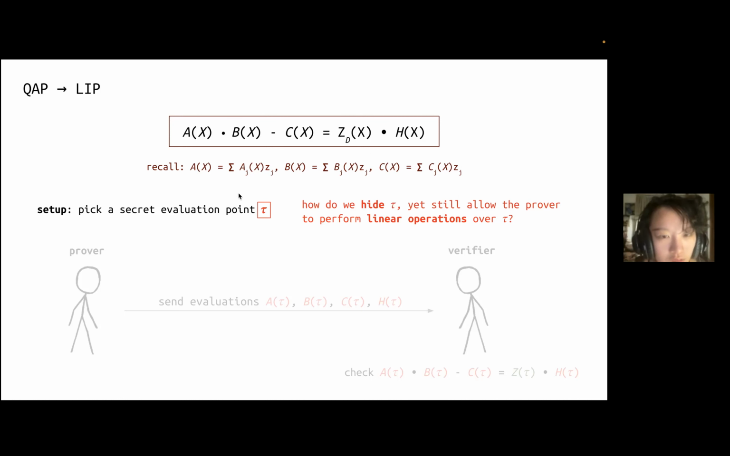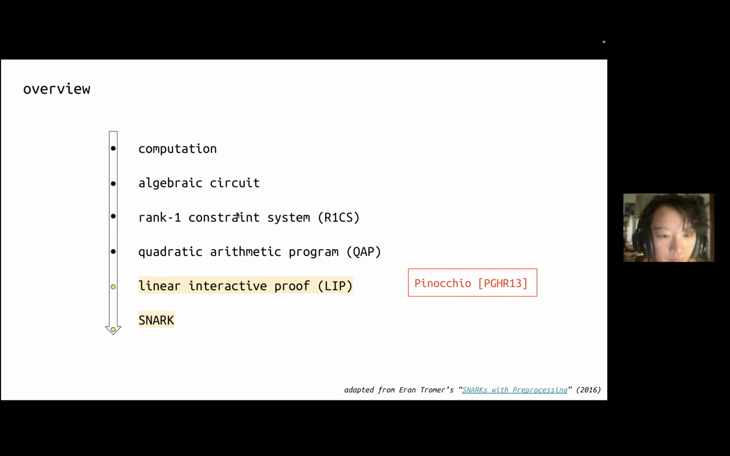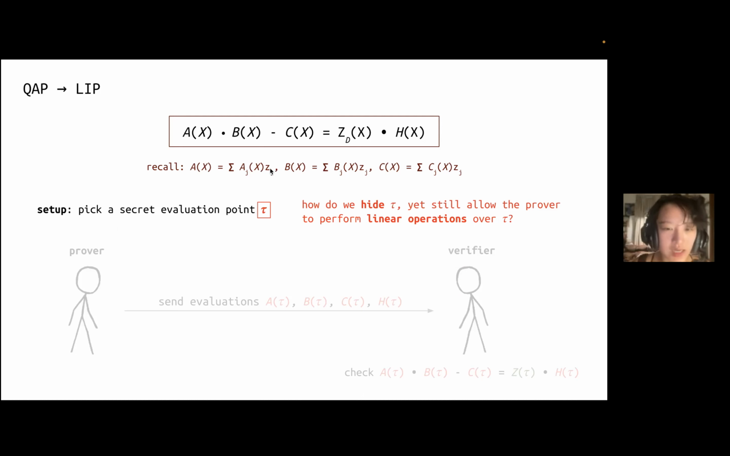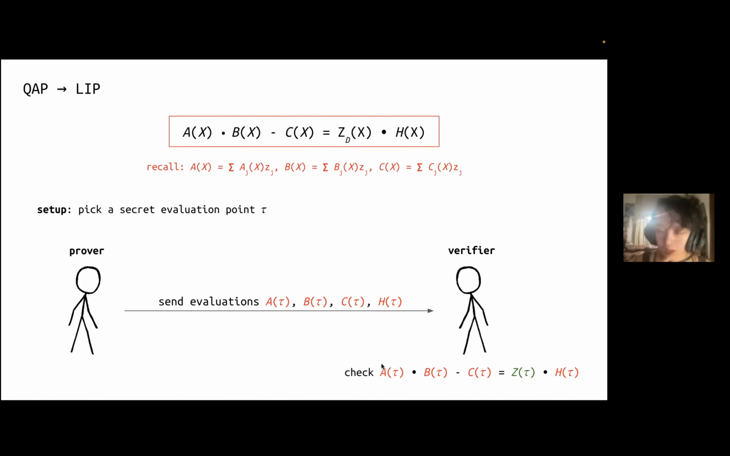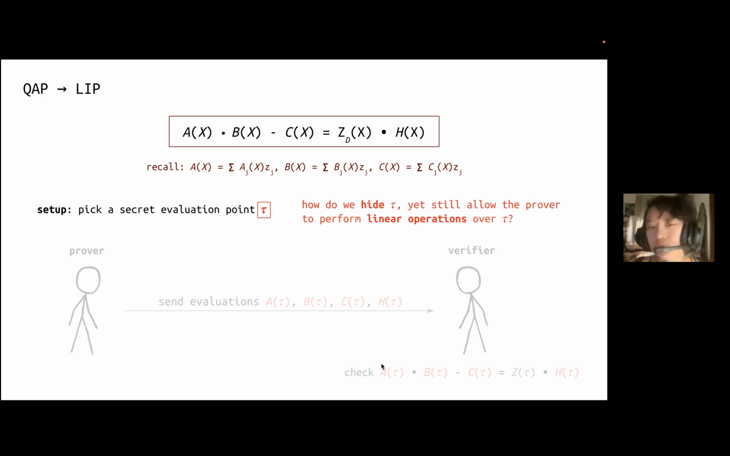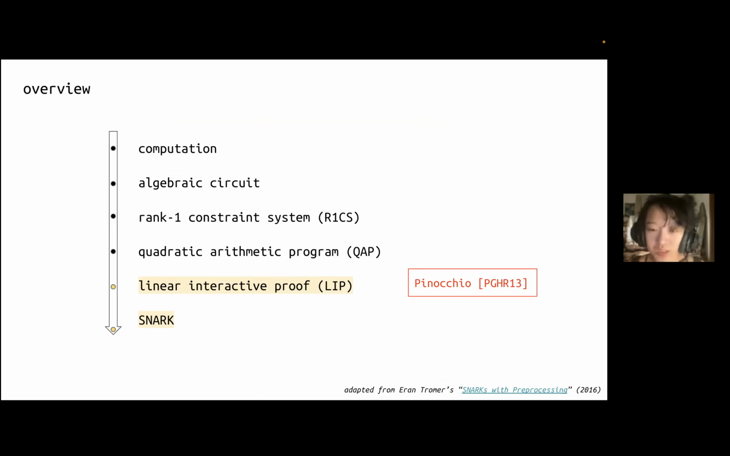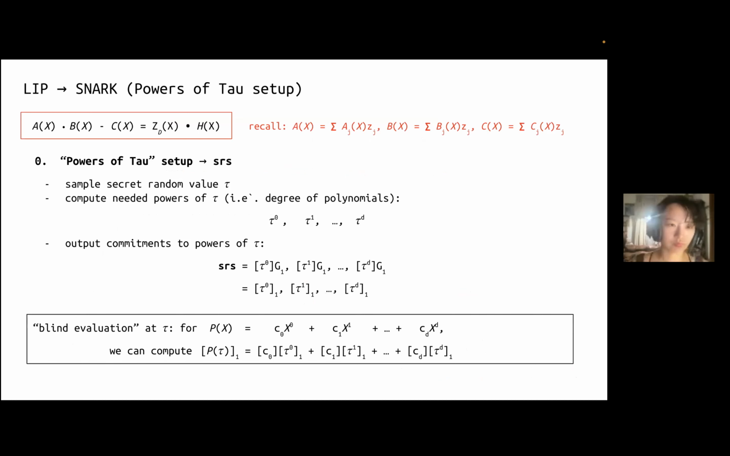This step of going from the LIP to the SNARK is known as the compilation step. It's compiling a very ideal information-theoretic protocol into something real world, and something that is enforced with cryptographic assumptions. So first of all, how do we get a secret value tau? You might have heard of the trusted setup or the perpetual powers of tau setup. This is also known as phase 1 setup in Groth16.